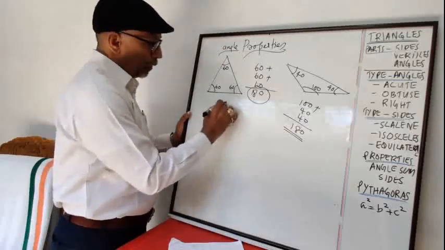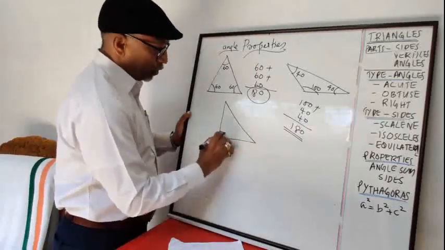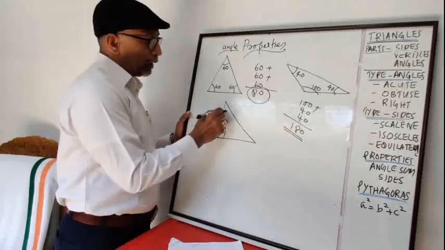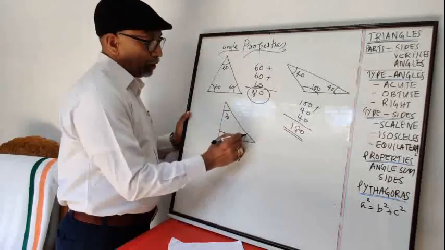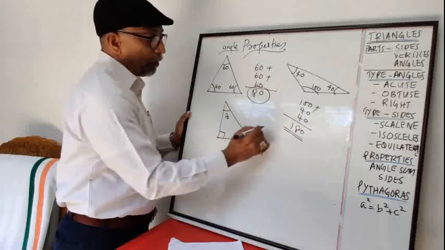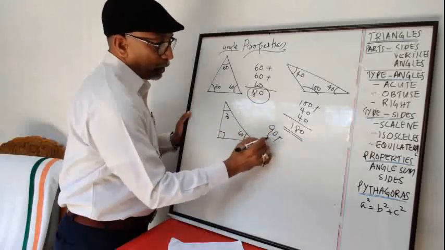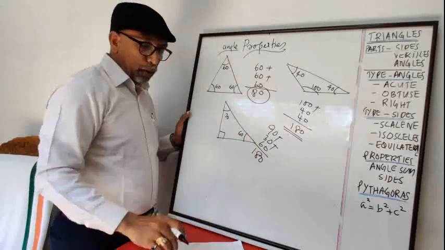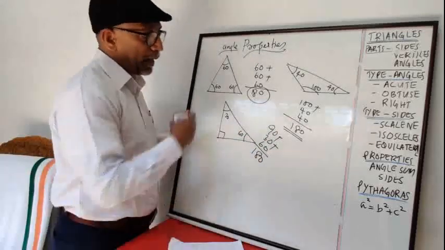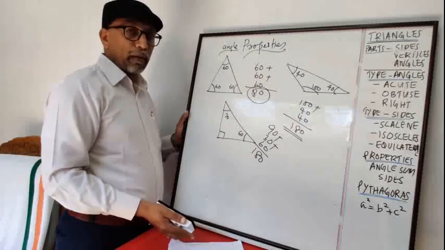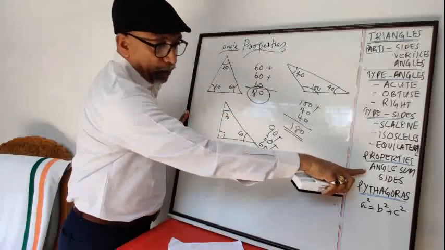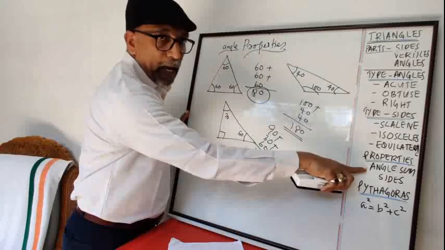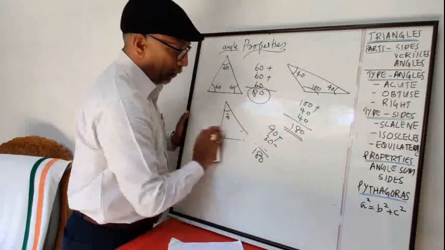You can try with a right triangle. This is 90 degrees we know. Then this is 30, and this is maybe 60. Anyway, 90 plus 30 plus 60 is going to be 180. So the sum of the three angles of a triangle is always 180. That is the first property.